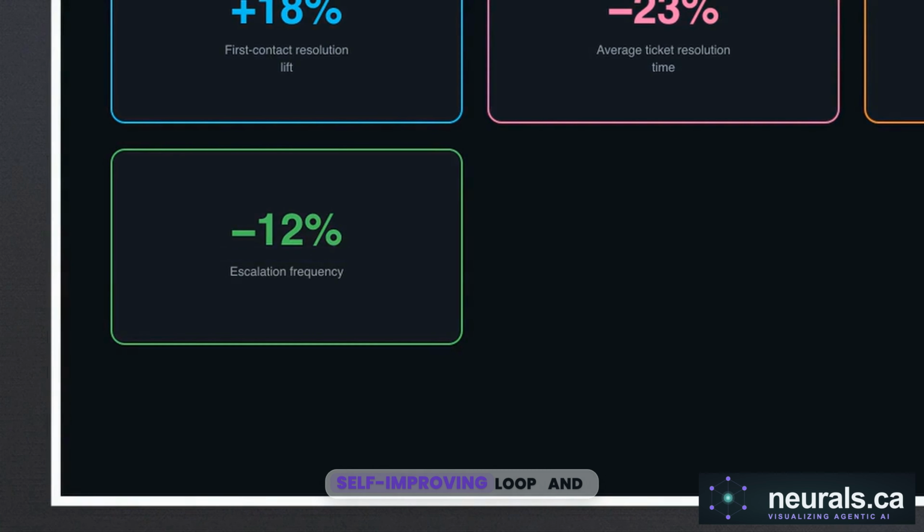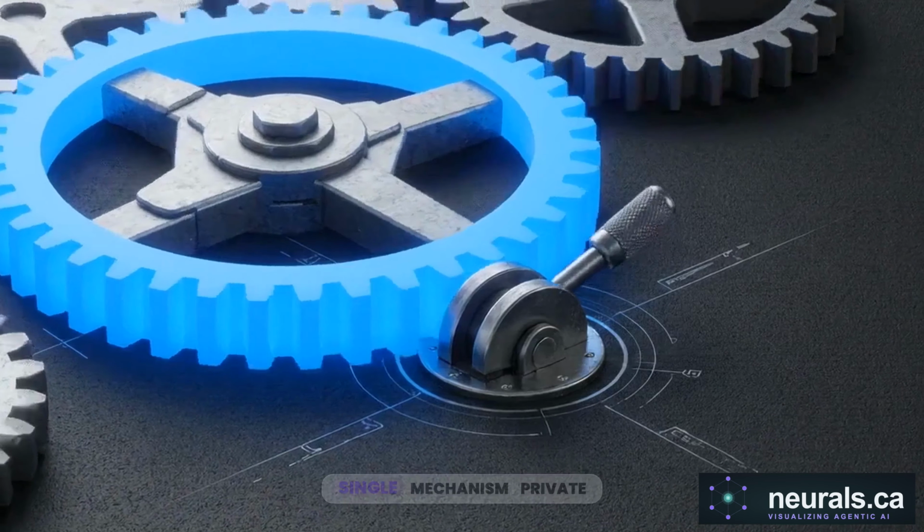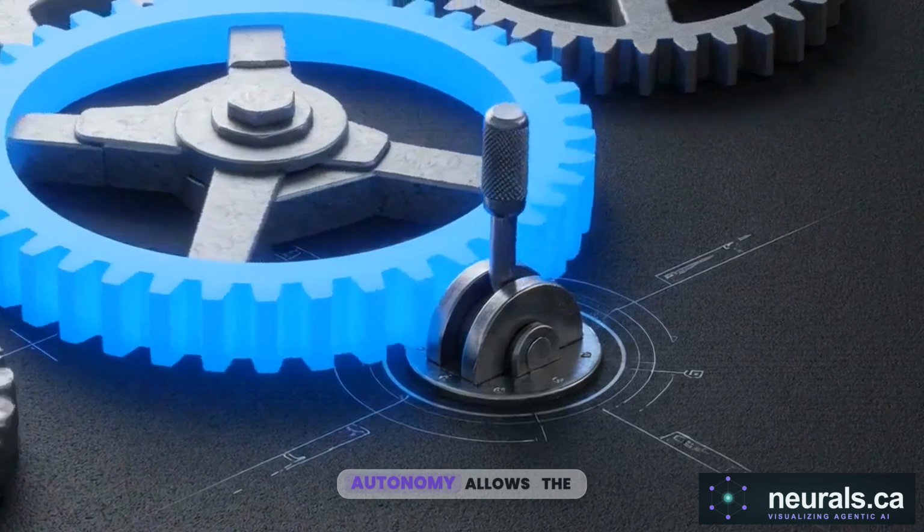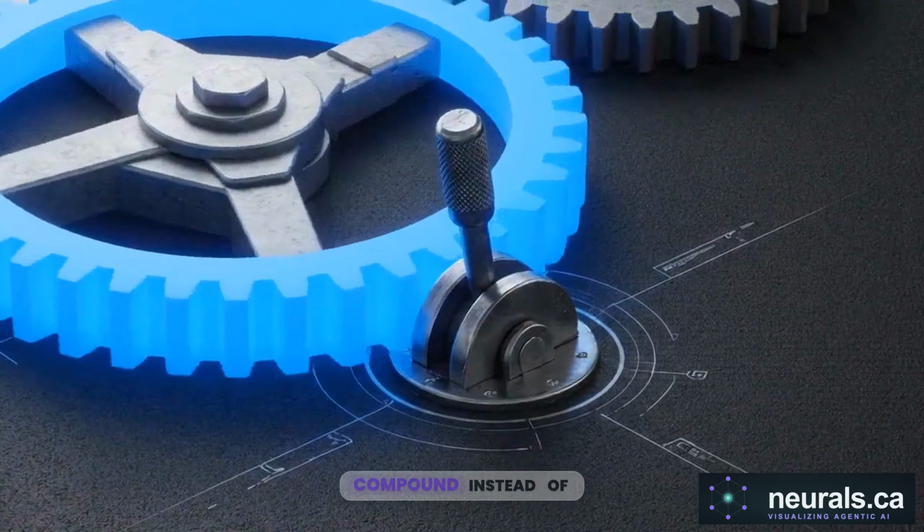The self-improving loop and the human gate function as a single mechanism. Bounded autonomy allows the system to safely compound instead of rotting in production.